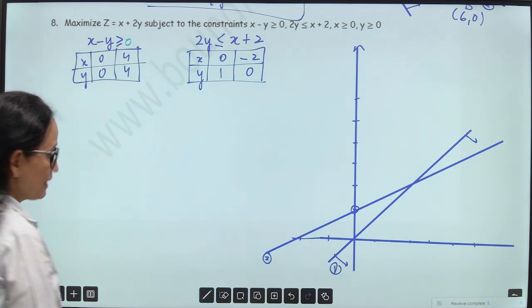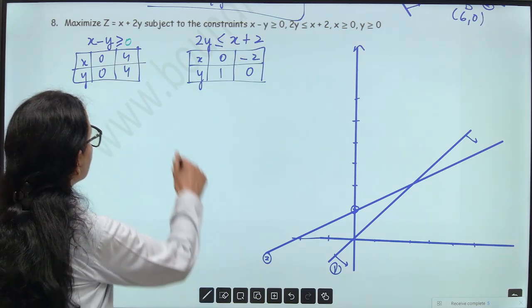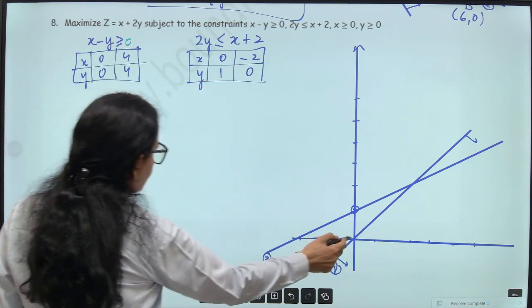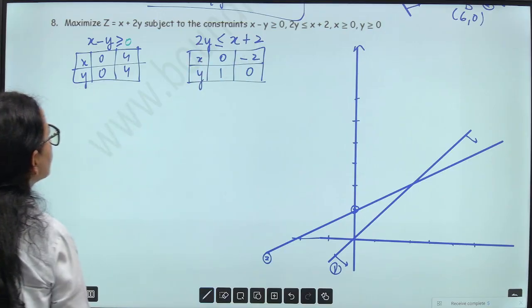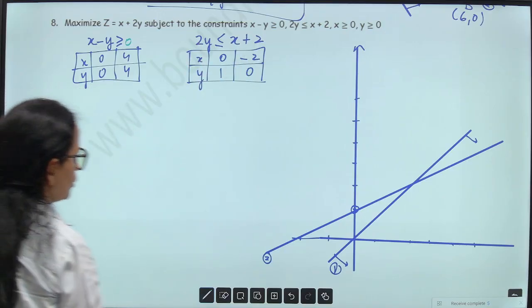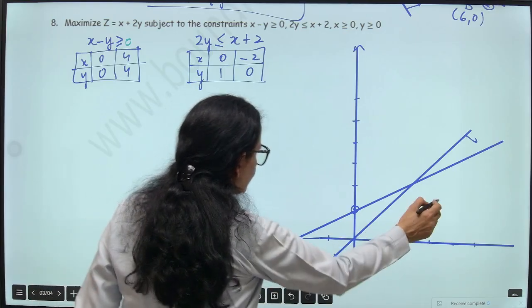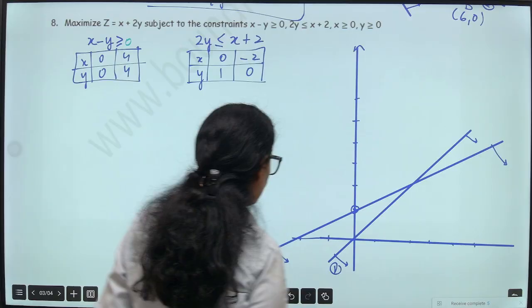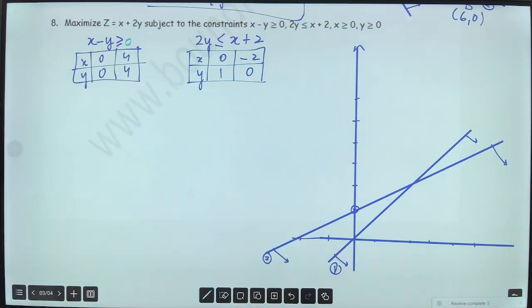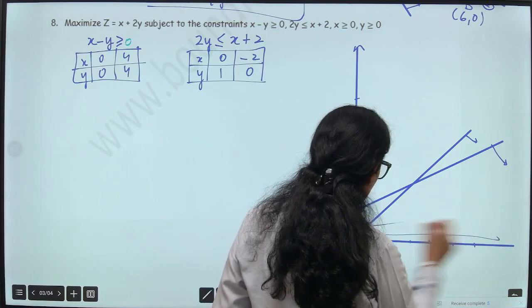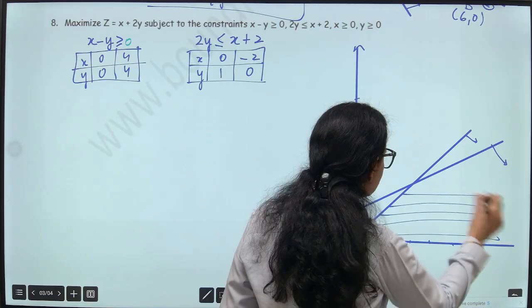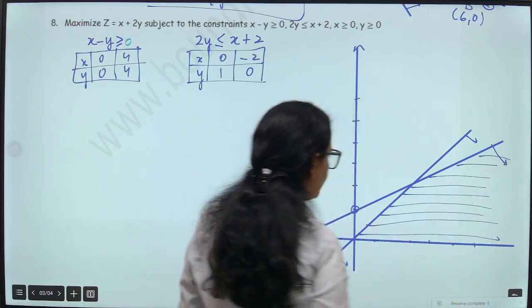Now let's look at the second inequality. We have 0, 0. If you put 0 and 0, 0 is less than 2. Yes, it is less than 2. So that means again it is going downside for the second inequality also. So where is the feasible region? The common feasible region is this area. Again it is unbounded. And what are the corner points?